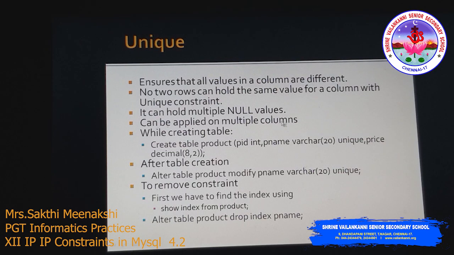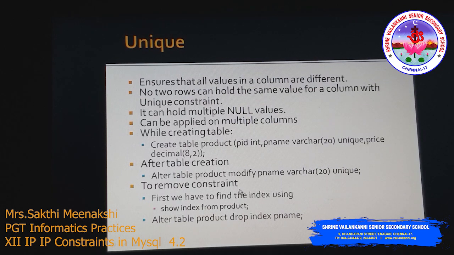And it can be applied on multiple columns. The syntax is create table name, PID, pname varchar, unique. So if you want to set product name as a unique constraint, then you can set it as that. It is the same syntax. You have to give the column name, data type, then you have to give the constraint name. After the table creation, if you want to give the unique constraint using the alter command, you can give alter table product modify pname varchar, then you can specify it as unique. So the unique constraint will be applied on the column.